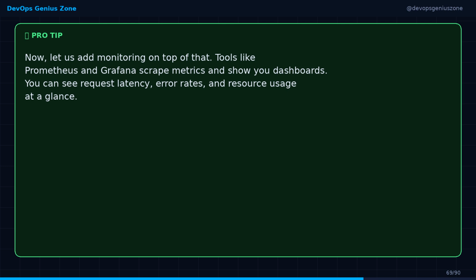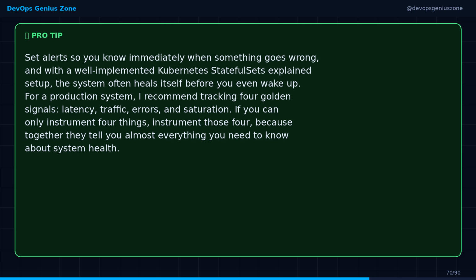For a production system, I recommend tracking 4 golden signals: latency, traffic, errors, and saturation. If you can only instrument 4 things, instrument those 4, because together they tell you almost everything you need to know about system health. Another crucial aspect is security.